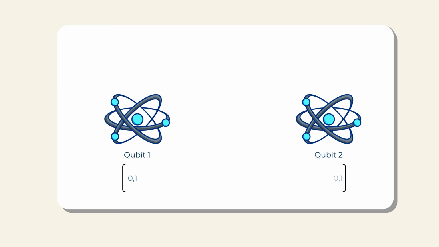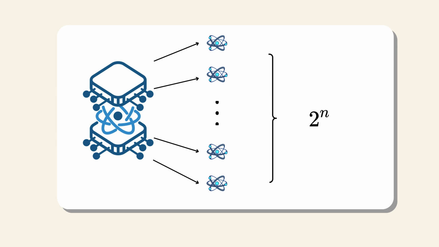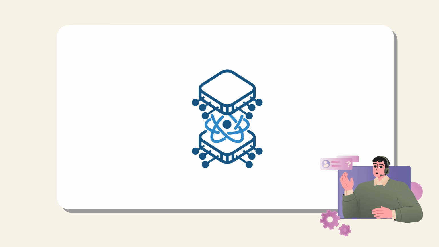Take 2 entangled qubits, for instance. They don't just have their own separate superpositions, like qubit 1 is 0 or 1, and qubit 2 is 0 or 1. Instead, they form an entangled superposition of all 4 states at once, with probabilities linked together. This allows quantum computers to process all 2 to the power of n states simultaneously as a single whole, rather than separately.